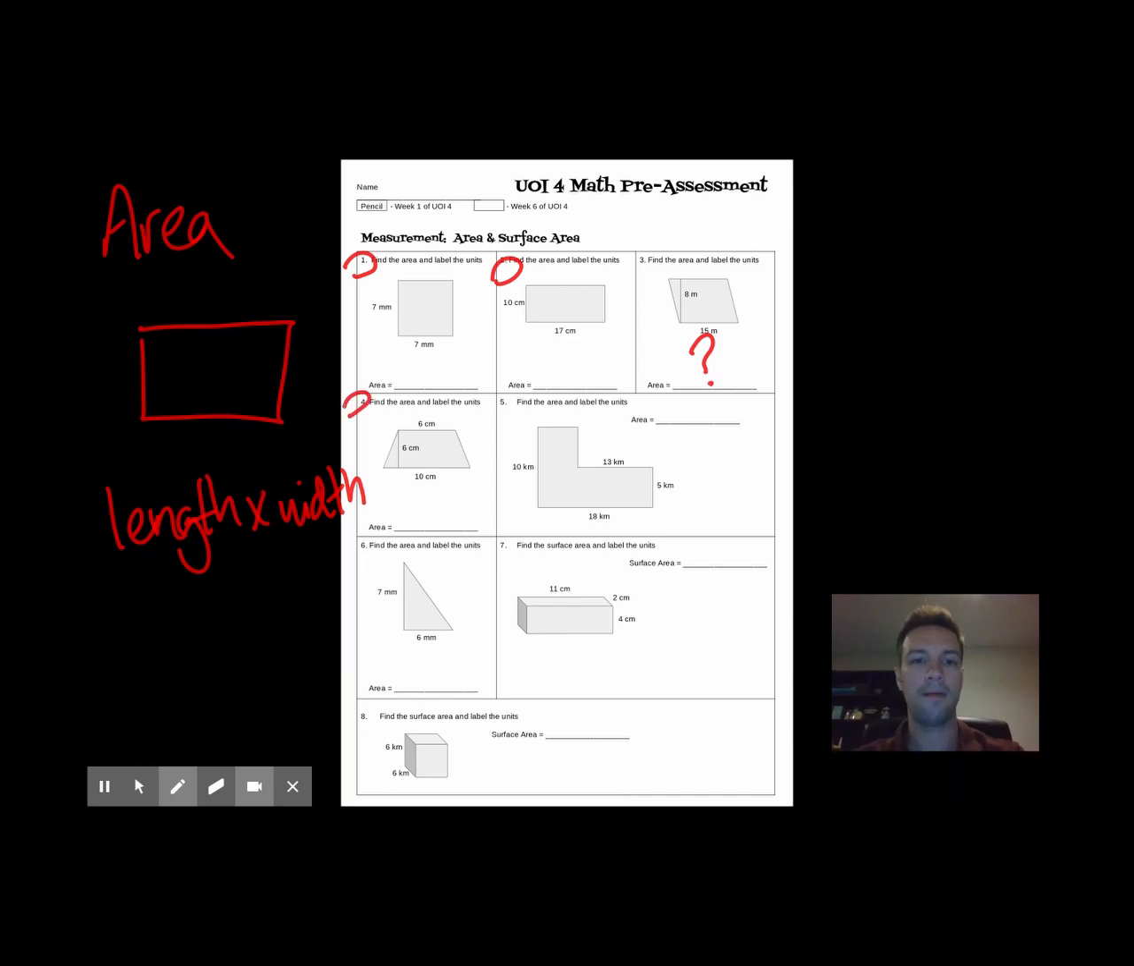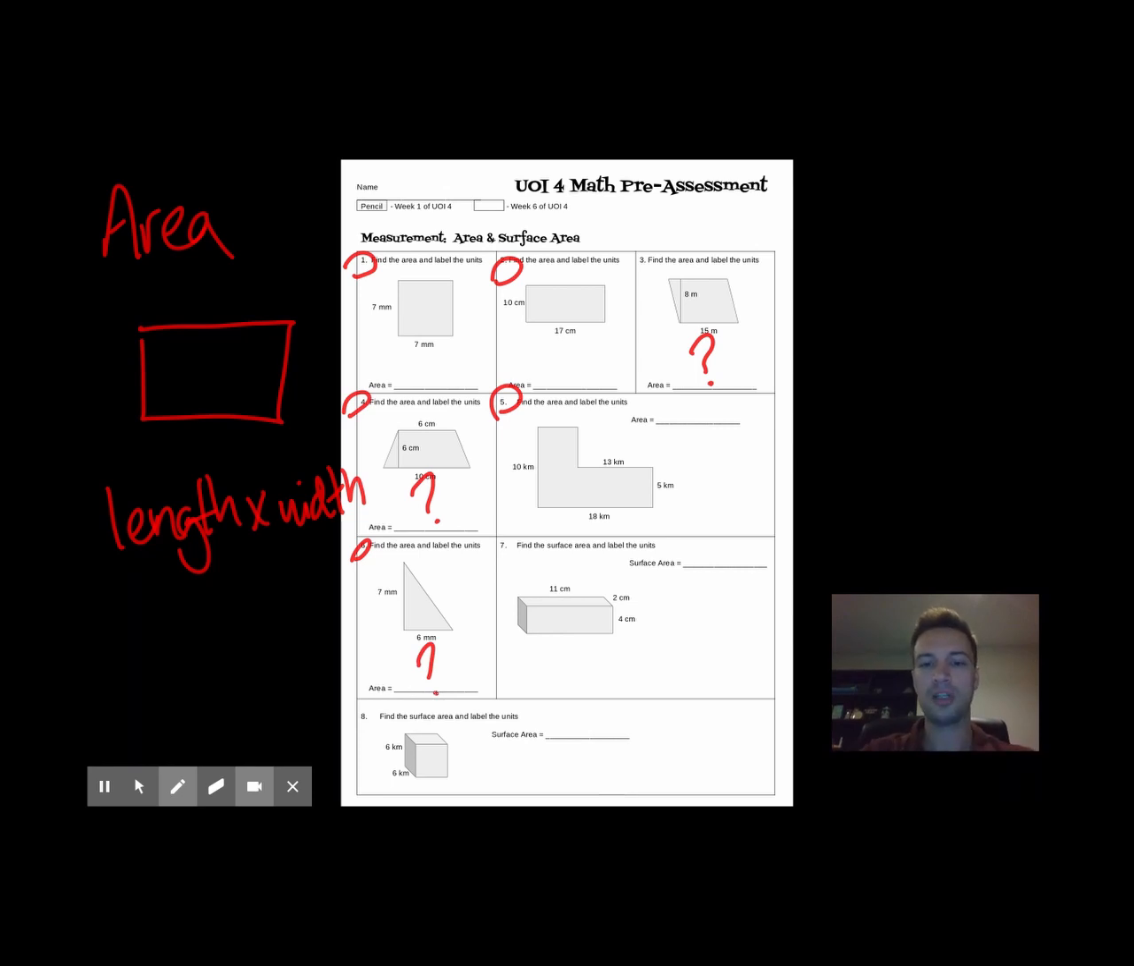Number 4, find the area of a trapezoid. Haven't learned that yet either. If you want to give it a shot, please give it a try. But if you can't, a question mark is okay. Number 5, do you remember how to find the area of a compound shape? We learned it in UOI 2. Let's see if you remember. 6, a triangle. Haven't learned that yet. What to do?